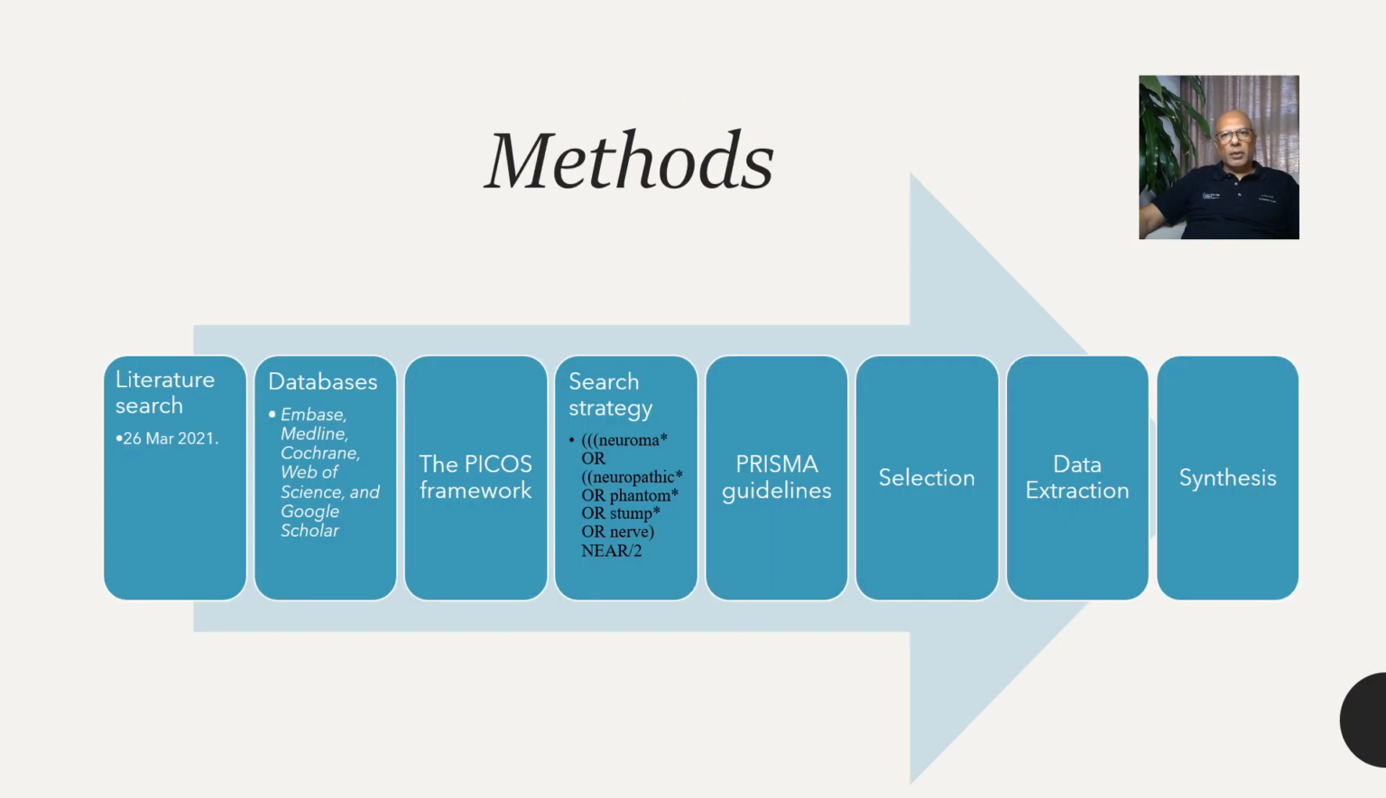We used the standard methods for systematic review, in which a literature search was performed on the 26th of March 2021 with these various databases as shown here, and the PICOS framework, which we look at later. The search strategies are available for those who want to see the exact search mechanisms that we used. We used the PRISMA guidelines. Selection was performed with quality assurance between researchers to ensure quality was maintained, followed by data extraction based on our criteria, and synthesis was then performed on the results.